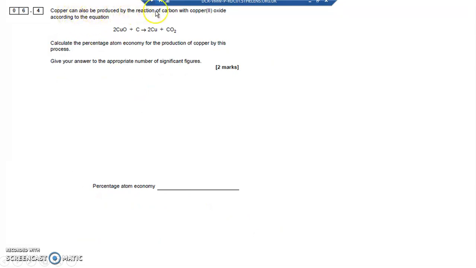Copper can also be produced by the reaction of carbon with copper 2 oxide. There's carbon, there's copper 2 oxide according to the equation. Calculate the percentage atom economy for the production of copper by this process. Give your answer to the appropriate number of significant figures. Well, what you do is you have a look at the products and the mass of the product that you want, which is the copper. How much copper compared to everything that I make?